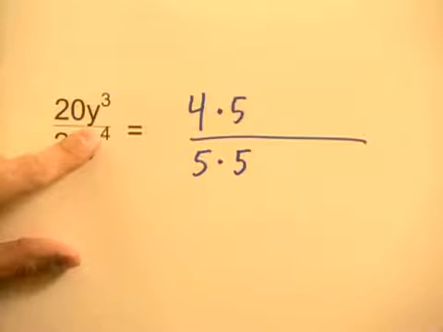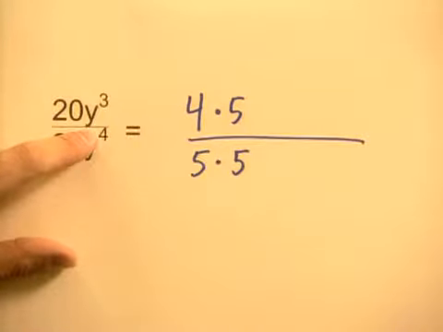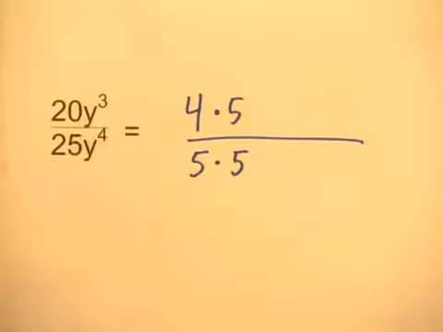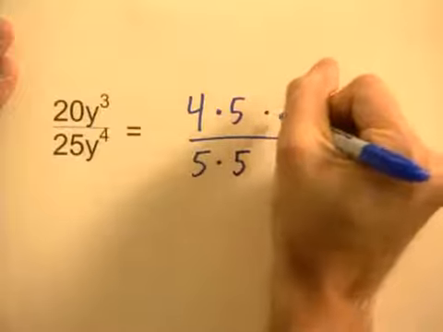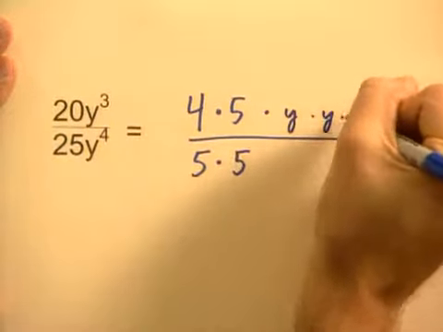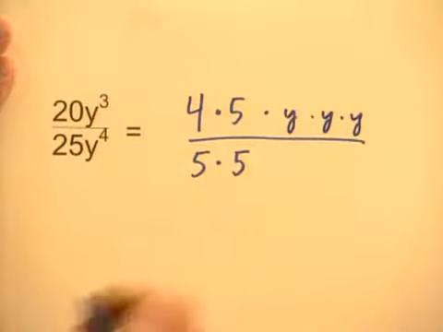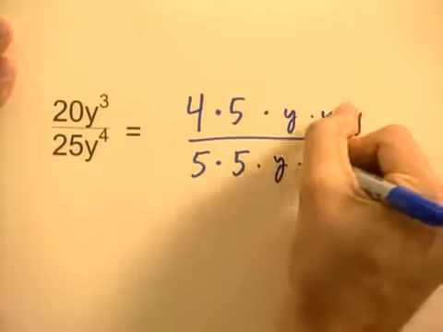Now, again, we want to expand the numerator and expand the denominator into a product of numbers and letters. So how can we expand y to the third? What does y to the third mean? y times y times y. That's right. So we'll write this as y times y times y, and y to the fourth? y times y times y times y.